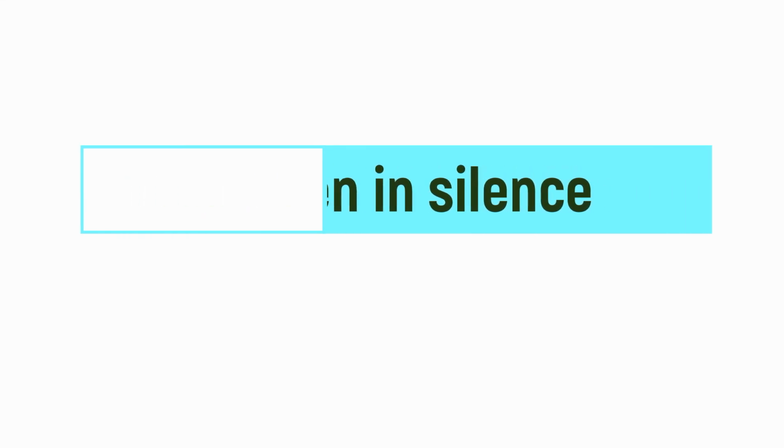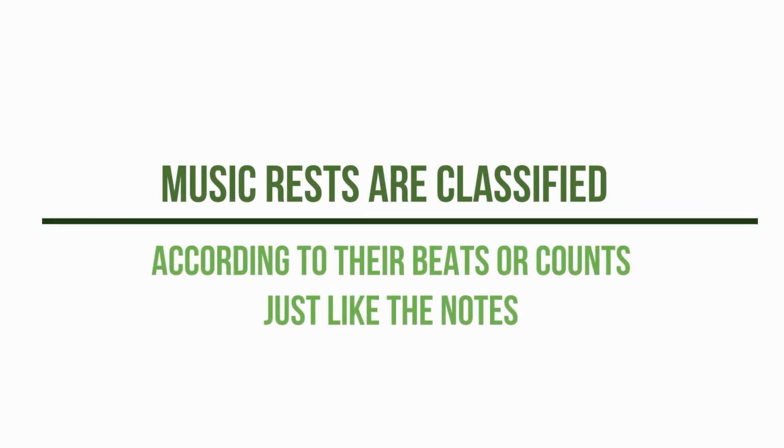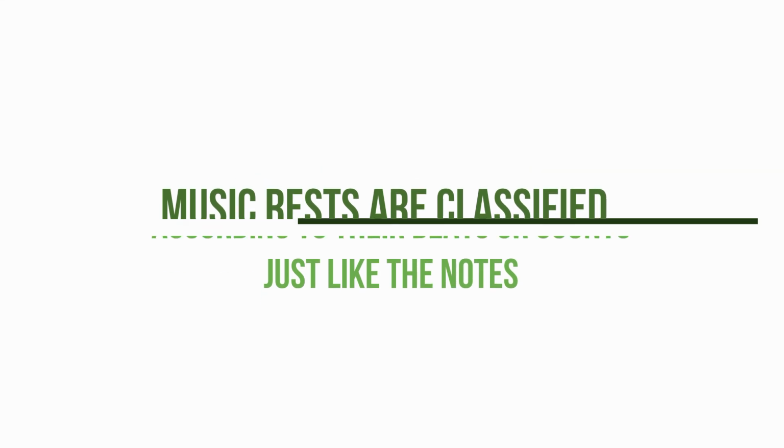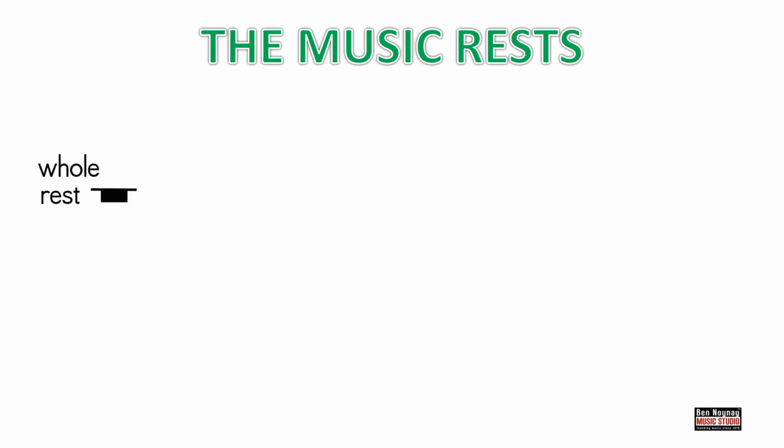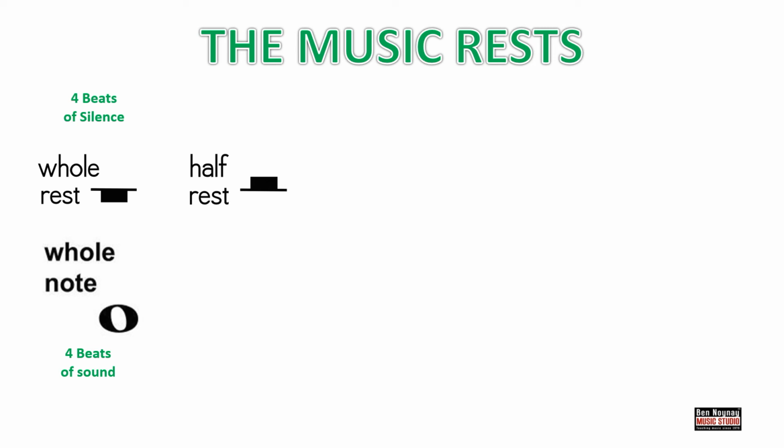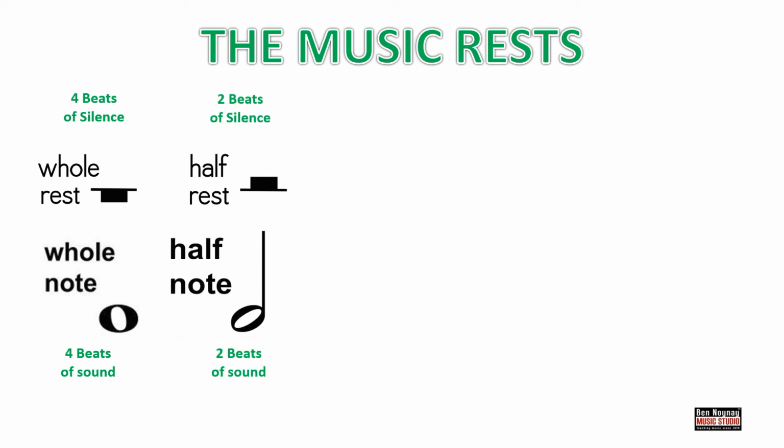And this is where the music rests come in. Music rests are classified according to their beats or counts, just like the notes. Each music rest is represented by a symbol. This is the whole rest. It has the same 4 beats as the whole note. The only difference is the whole rest has 4 beats of silence. This is the half rest, which has the same 2 beats as the half note.